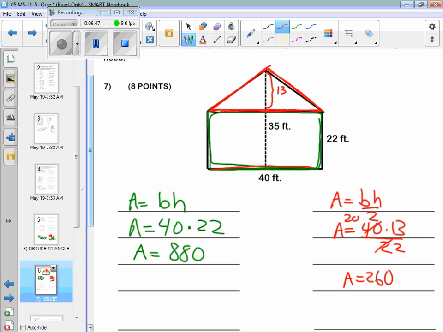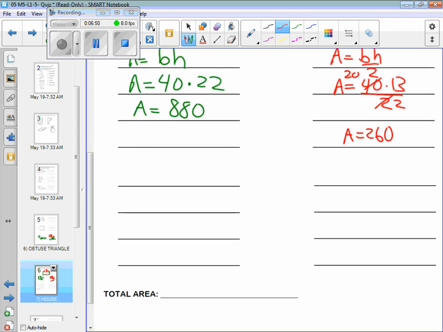Okay. 380 plus 260. And what do you get? 1,140. That's our answer. Square feet.